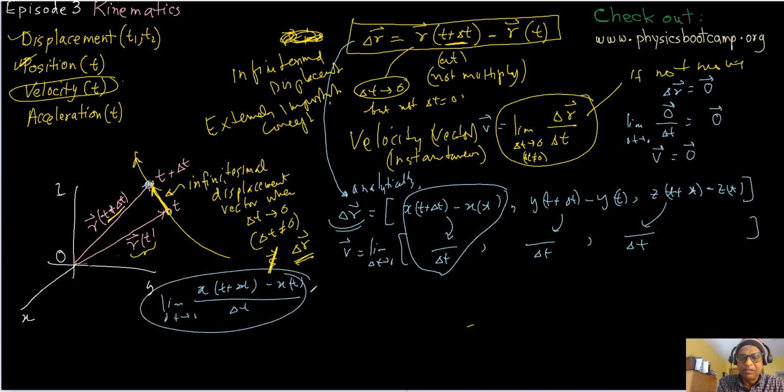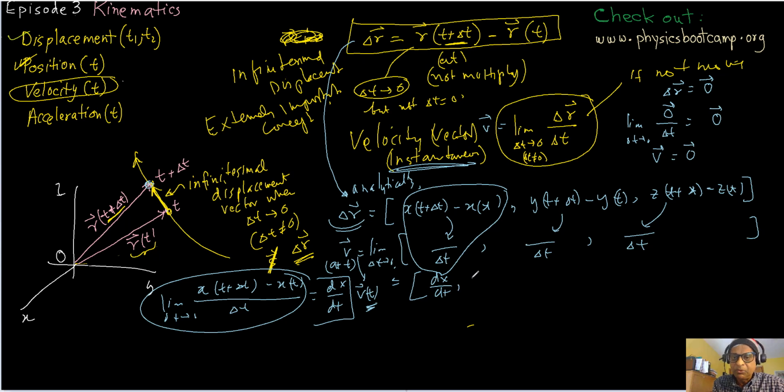This is nothing but the definition of the derivative dx over dt. So velocity, or instantaneous velocity, is velocity at time t. Sometimes people write v at time t, like that. Not multiplication, it's just indicating at that instant. So that's equal to, it's going to have x component given by this derivative, y component given by this derivative, and z component given by this derivative.